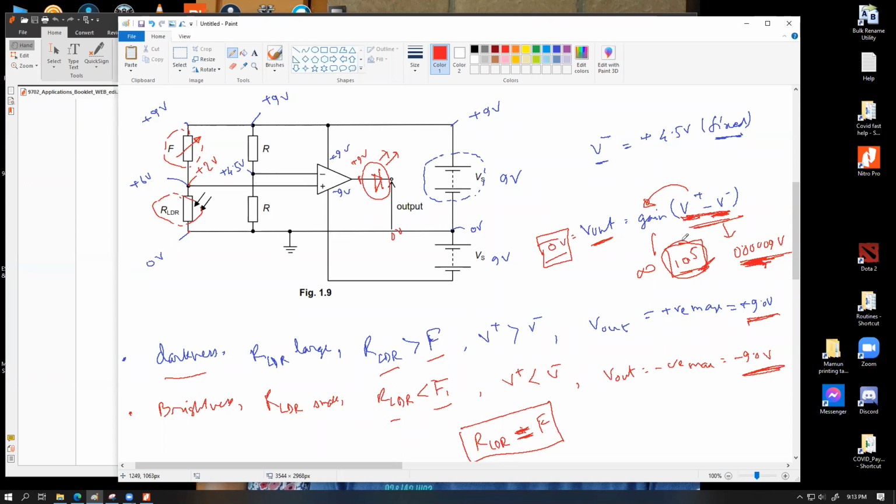Sir, if R LDR equals to F, how are we going to use it basically? Will it help in any way? In that case, the output will be 0. So basically it's just turning off the whole system. Yes. Turning off a device is also a function.